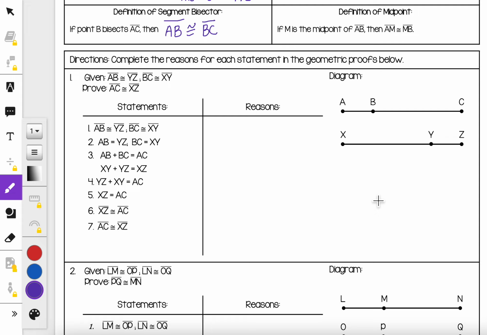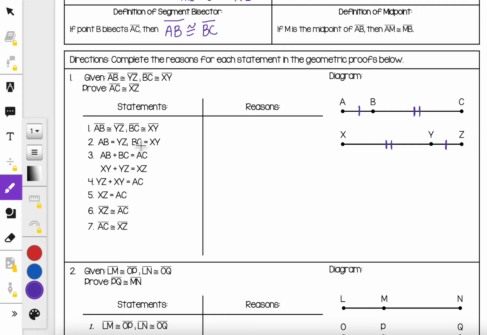So our first proof is a pretty classic example for the segment addition postulate. So we know that segment AB is congruent to segment YZ. So a part of our segment is equal to a part of another segment. And then segment BC is congruent to segment XY. So we have that other piece is congruent to the other piece. And we want to try to prove that segment AC is congruent to segment XZ. So we want to prove that the whole segment is congruent to the other whole segment.